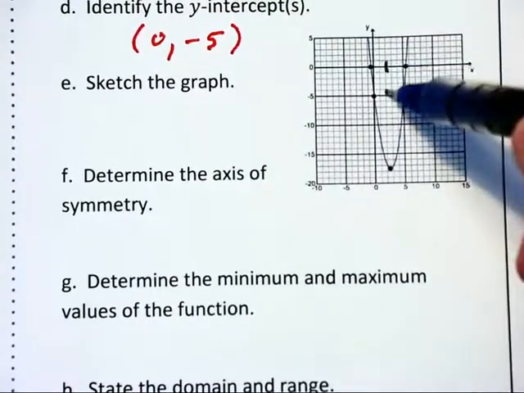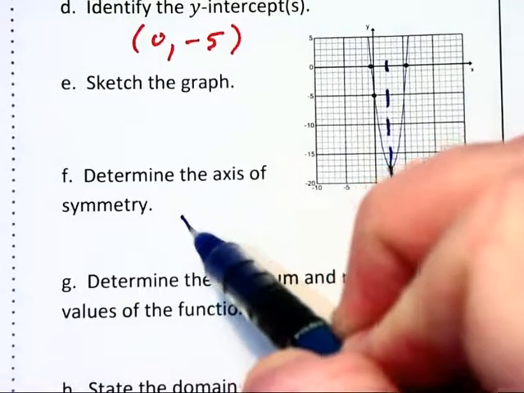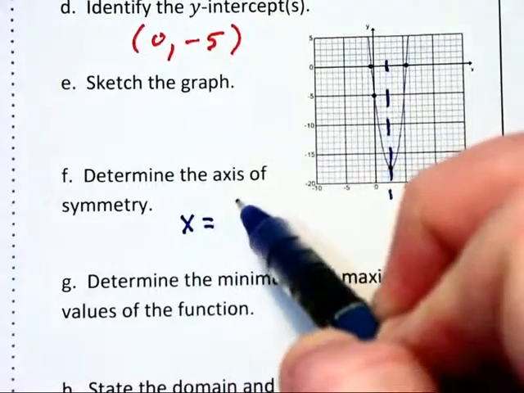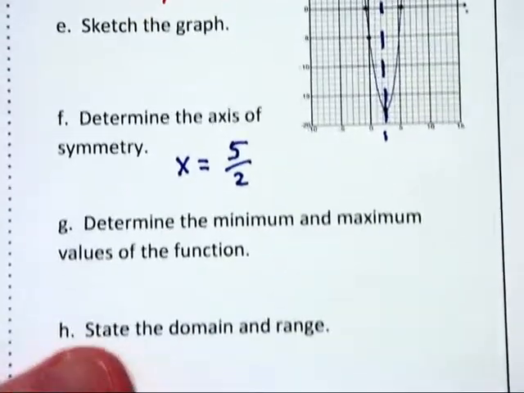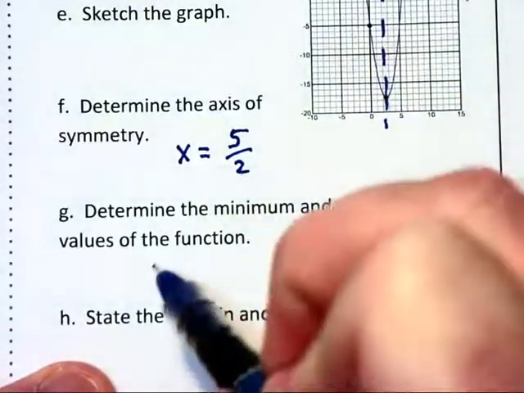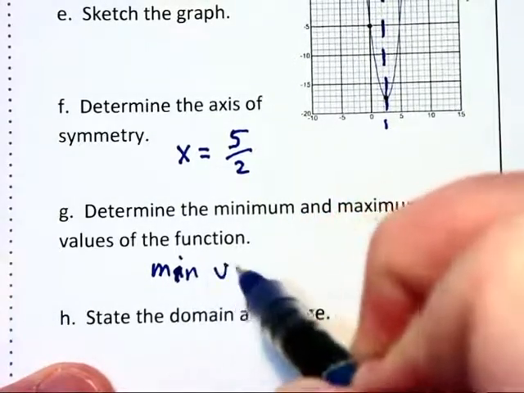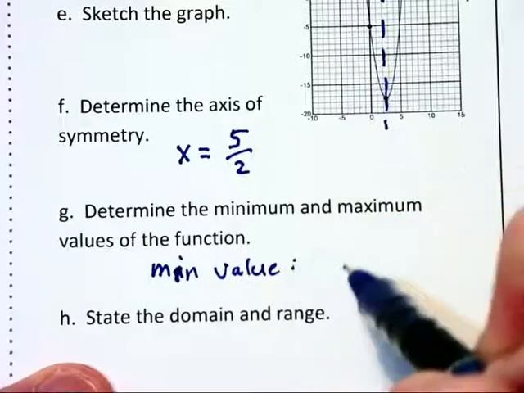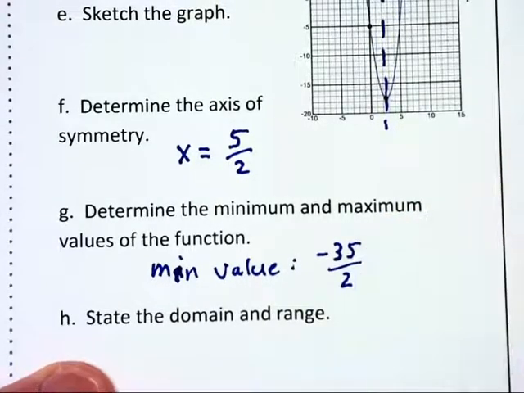Determine the axis of symmetry. Well, that'll be the vertical line x is equal to 5/2. Because this opens upward, it will have a minimum value, and that minimum value will be negative 35/2, or negative 17.5.